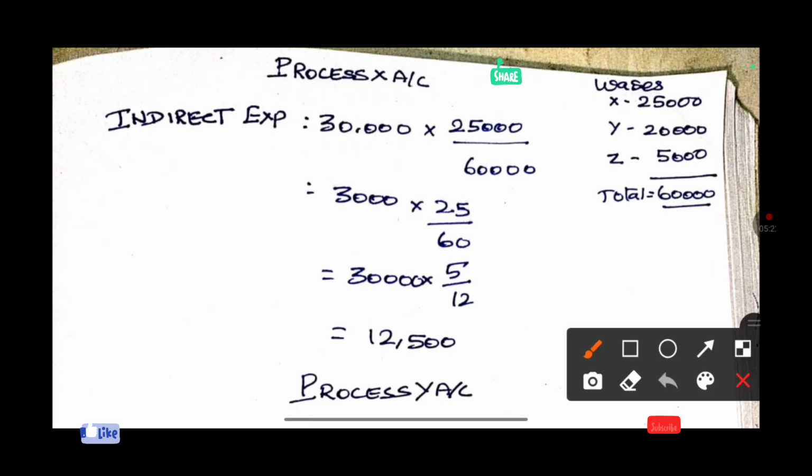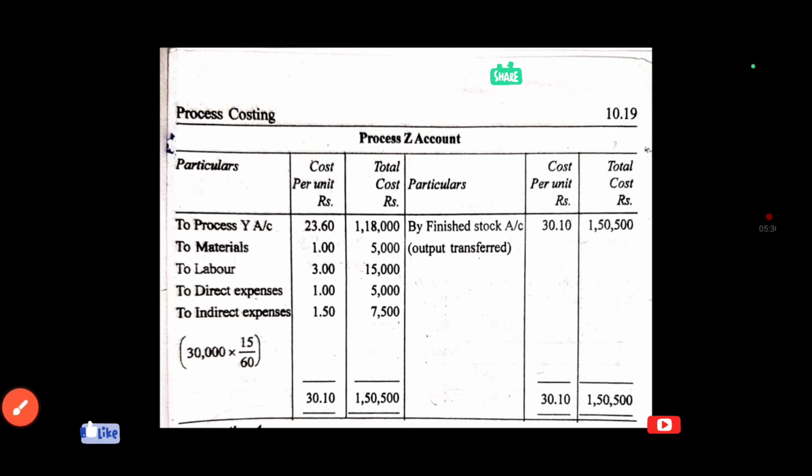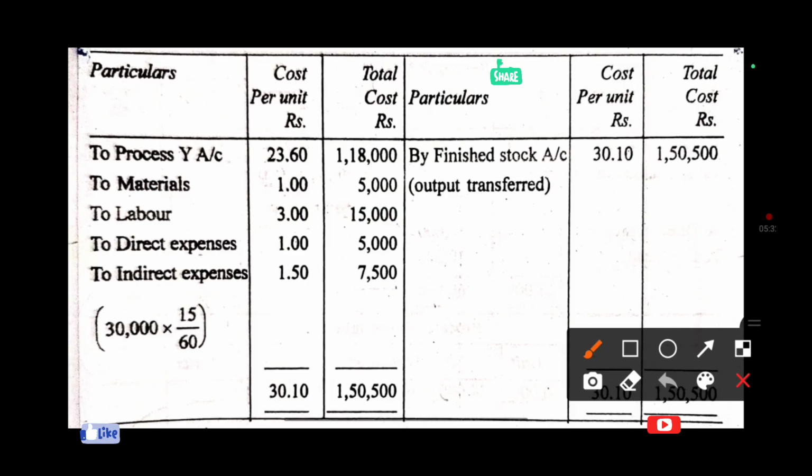Then we calculate 30,000 into 5 by 12, and you will get 12,500 as indirect expenses for process X account. So indirect expenses 5 by 12, 7,000.